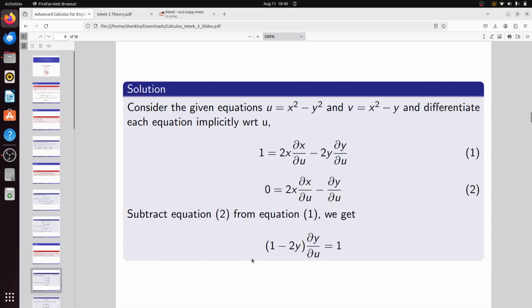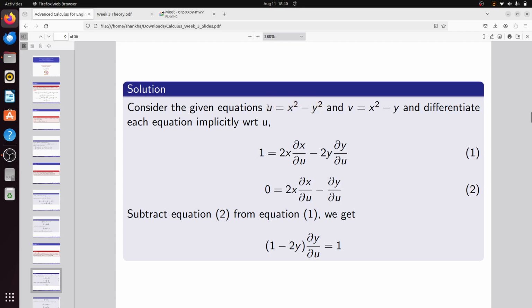Okay, perhaps I may help. So consider the given equations u equal to x square minus y square and v equal to x square minus y, and differentiate each equation implicitly with respect to u. So if you take the derivative of this with respect to u, you are going to have an implicit derivative.